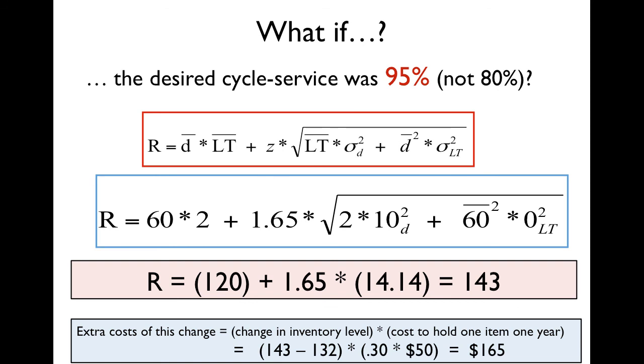So how much might that cost us per year? Well, how much does it cost to hold one item? That's 0.3 times 50, or 15. Multiply 11 by 15, and that gives us $165. So this policy change would cost $165 to go from 80 to 95% service level. Now, you might not think that's a big deal, but a distributor may hold several thousand items in inventory, and this sweeping policy change would be 165 times several thousand. So it's not a trivial number for an organization to deal with.